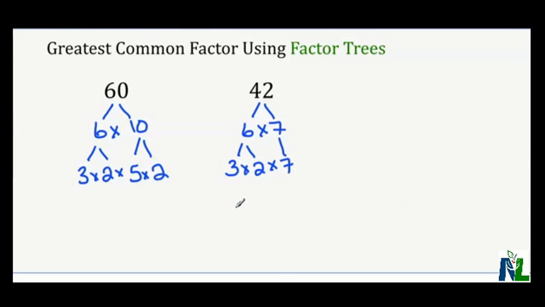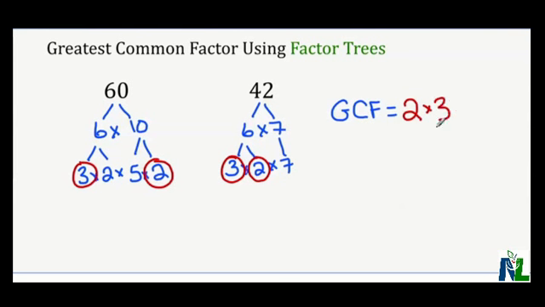So now that we have the factor trees done, to find the GCF, you would circle all the numbers that they have in common and multiply them together. So we can see that there's a 2 in both prime factorizations, so we will write that down. I also notice a 3 that they have in common, so I will write that down as well. And that happens to be all that they have in common, so 2 times 3 is 6 would be the GCF of 60 and 42.